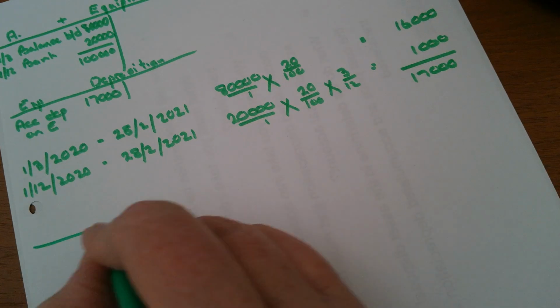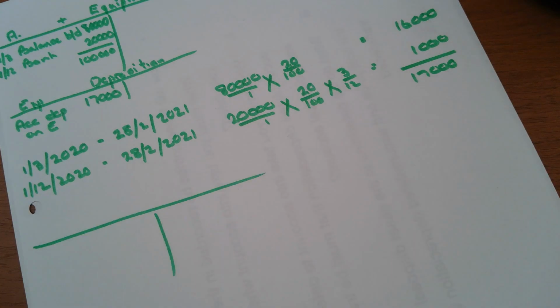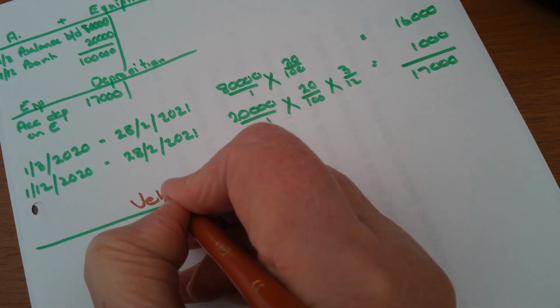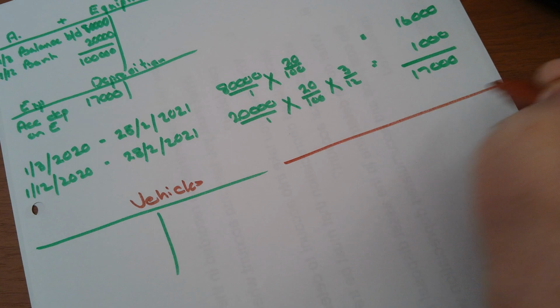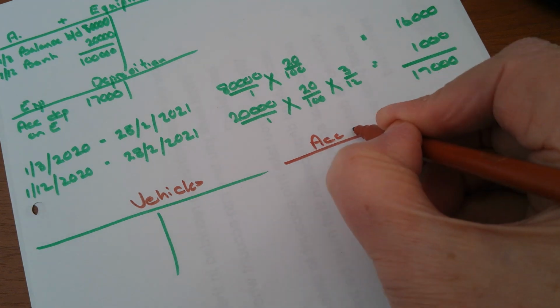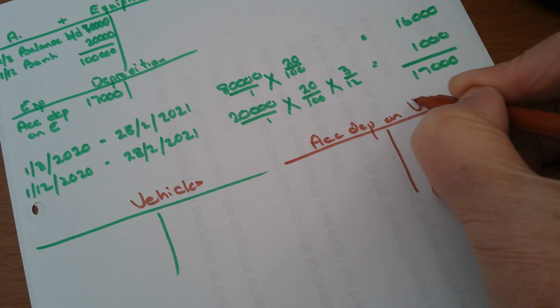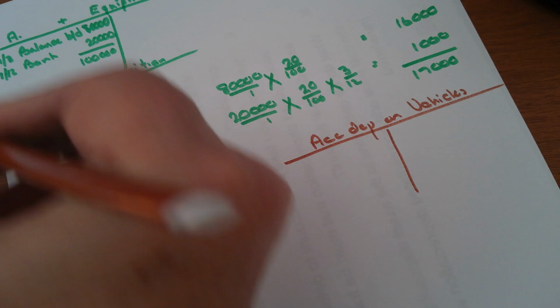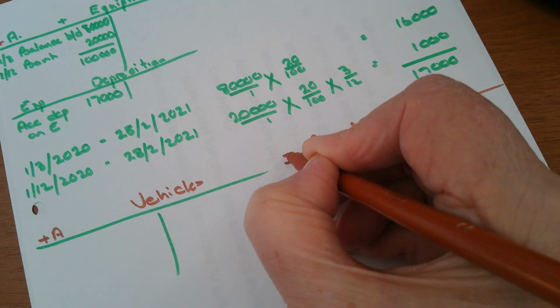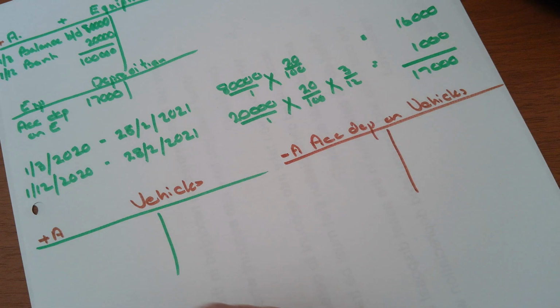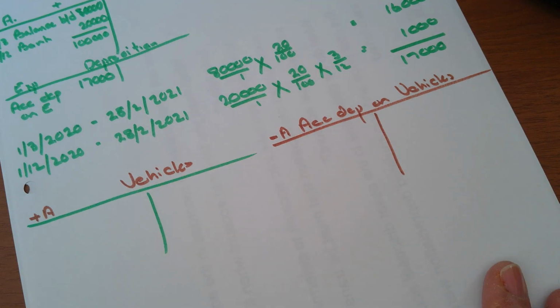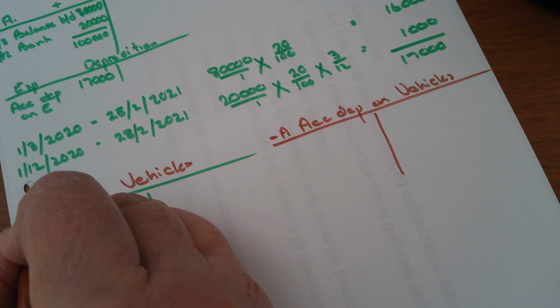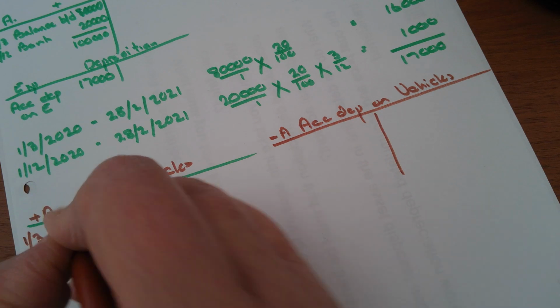Okay, so I'm going to draw an account for vehicles again, and I'm just going to do it in a different color pen. And the accumulated depreciation on vehicles. Okay, same thing. Vehicles is my positive asset. Accumulated depreciation is my negative asset. These are actually one account that we split up so that we can see what is the cost and what is the accumulated depreciation. Okay, so here I start with a balance at the beginning of the year.